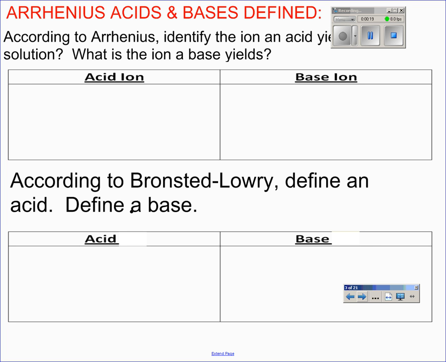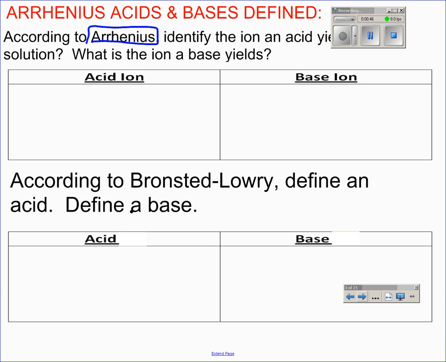To start with acids and bases, you have to first be able to identify and define an acid and a base. So according to Arrhenius, you might see his name. Arrhenius is the name of the first person who came up with the definition for an acid and a base. And he said that there were certain ions that an acid yielded in solution, and that was different from the ion a base yields.